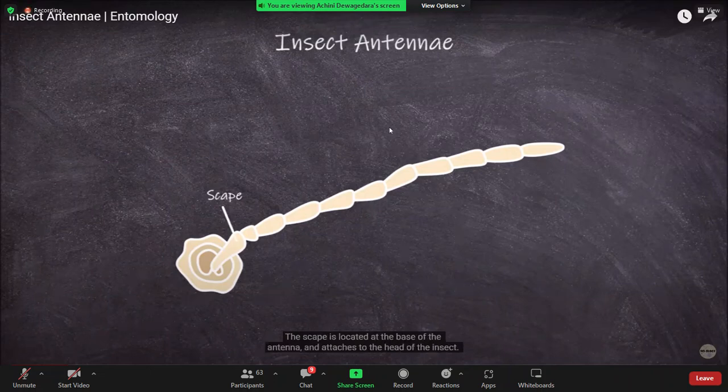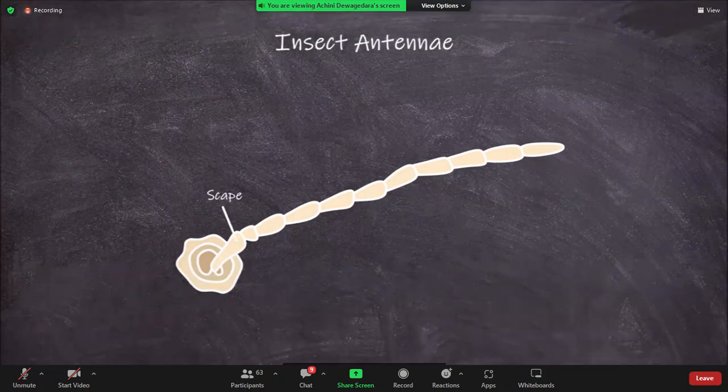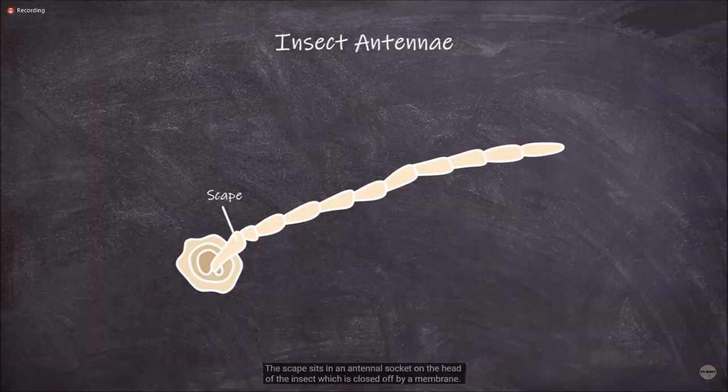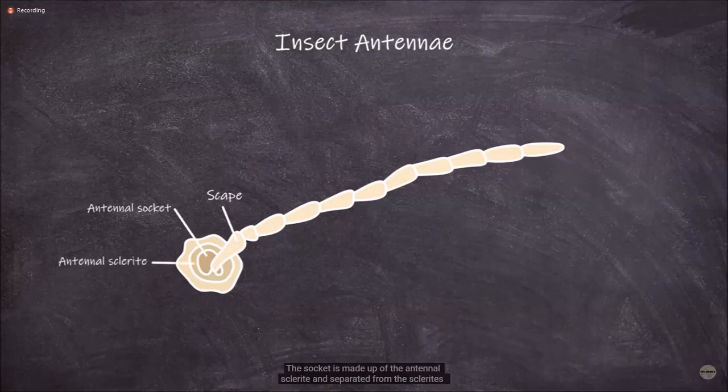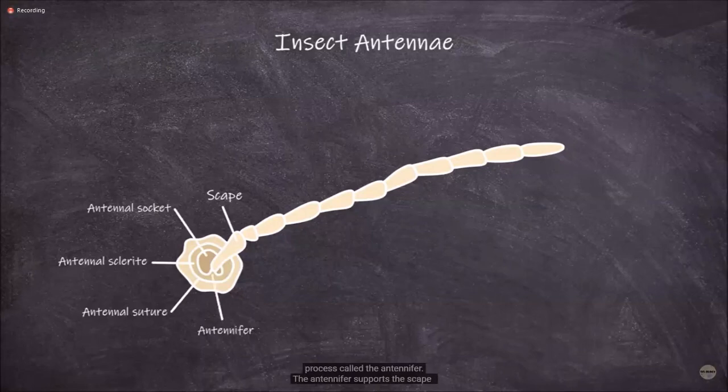Scape. The scape is located at the base of the antenna and attaches to the head of the insect. The scape sits in an antennal socket on the head of the insect, which is closed off by a membrane. The socket is made up of the antennal sclerite and separated from the sclerites of the head by the antennal suture. The socket also has a pivot-like process called the antennifer. The antennifer supports the scape and allows for the movement of the antenna.